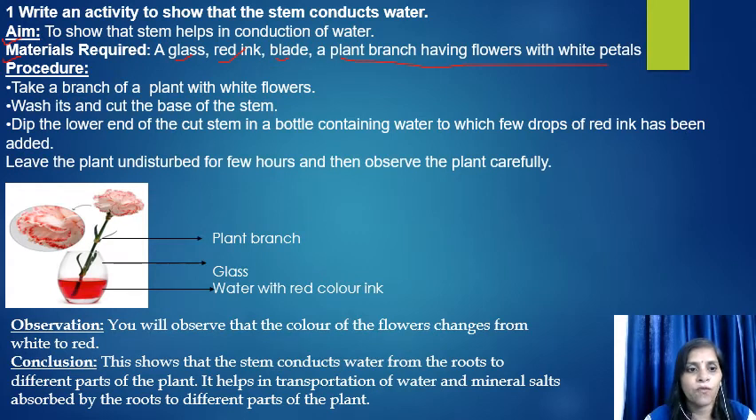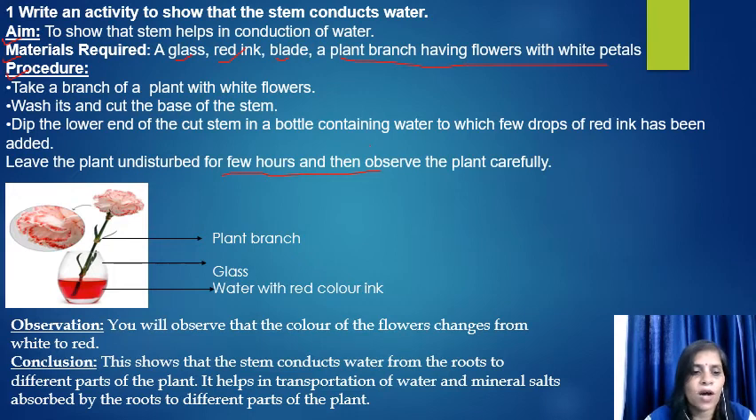Procedure, that means what method you will follow. You will take a branch of a plant with white flowers, wash it and cut the base of the stem. Dip the lower end of the cut stem in a bottle containing water to which a few drops of red ink have been added. Yes, you have to take a glass, put that branch in it, take water and add a few drops of red color to it. Leave the plant undisturbed for a few hours. Clear, this we have done.